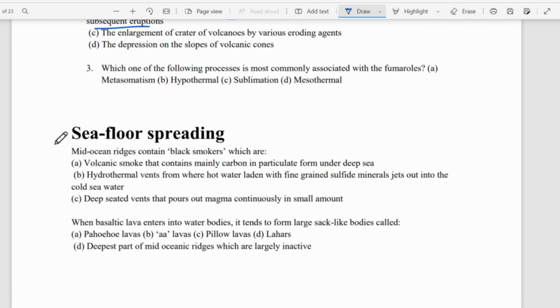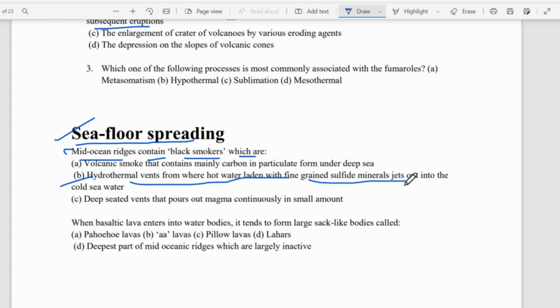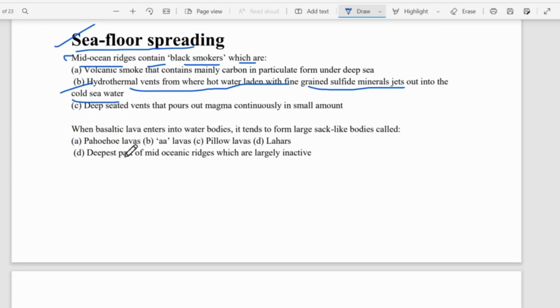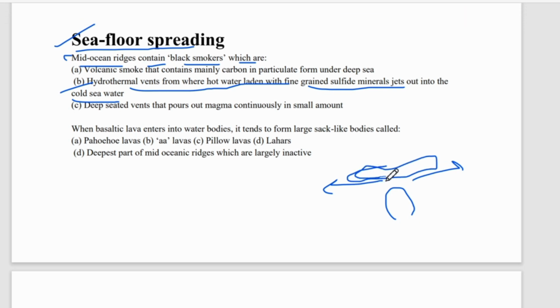Okay. Then on the topic seafloor spreading, they have made a question like mid-oceanic ridges contain black smokers. So these are hydrothermal vents from where hot water laden with fine-grained sulfide minerals jets out into the cold seawater. Okay. There will be spreading and there will be plutons inside, and the water on the outer surface will be colder. So this hot water will inject into this cold water.